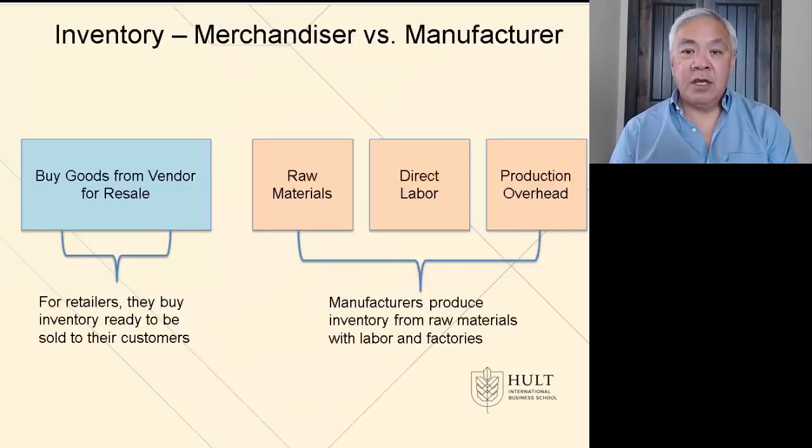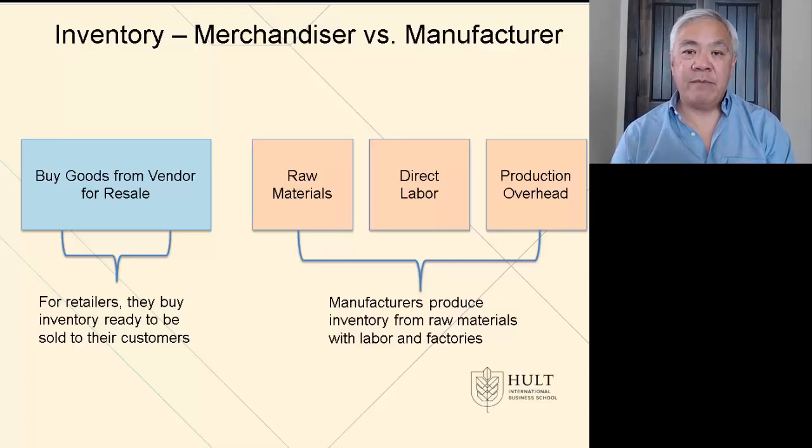So let's look at inventory. There's broadly two kinds of inventory. There's inventory that you buy that's ready to sell, and that's like a merchandiser. When you go to, say, Macy's, the shirts and the things they have there are usually purchased from another vendor who makes them and sells them to Macy's. So that's an example of a merchandiser.